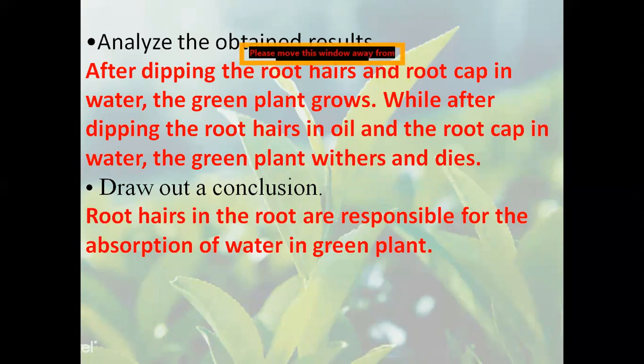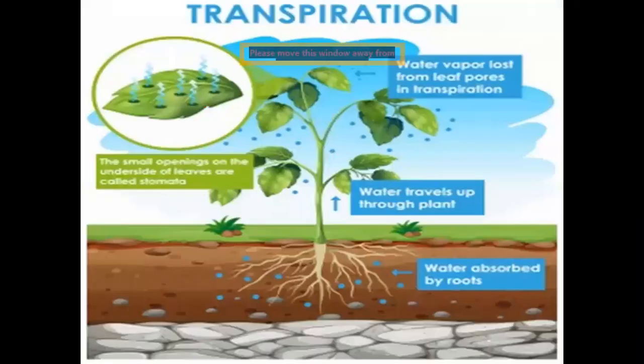So after dipping the root hairs and the root cap in the water, the green plant grows. However, after dipping the root hairs in oil and the root cap in water, the plant withers and dies. So what can you conclude? We conclude that the root hairs and not the root cap are responsible for the water absorption in the green plant. Let's move now to transpiration.